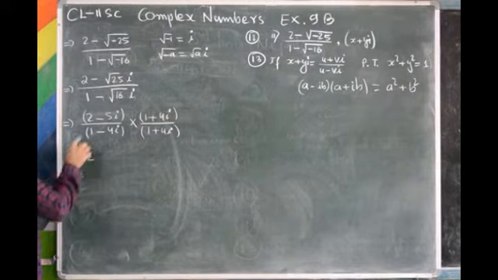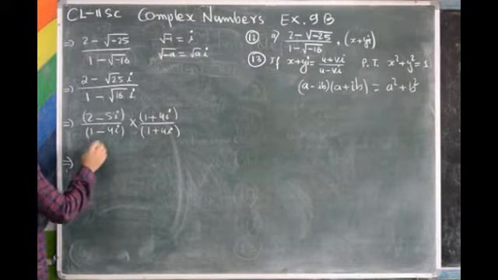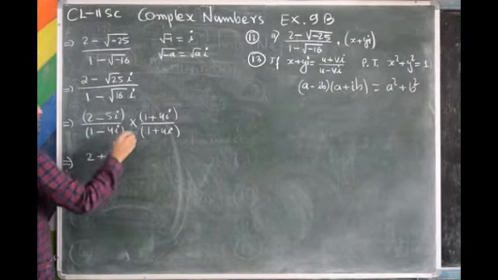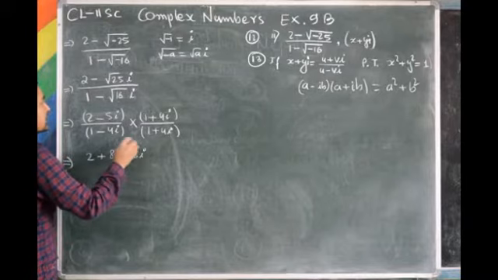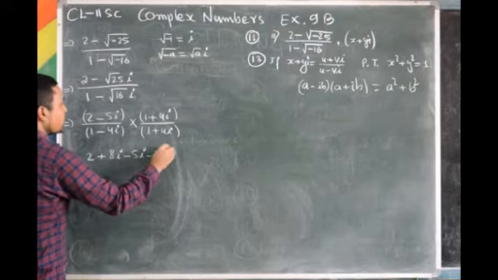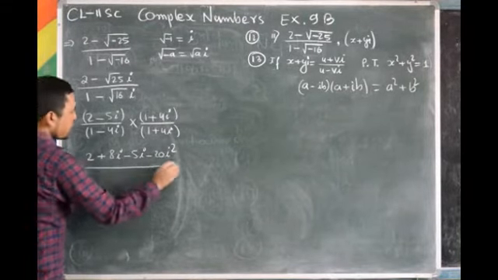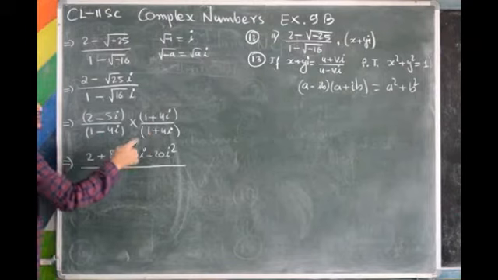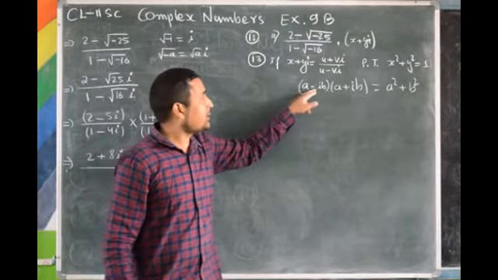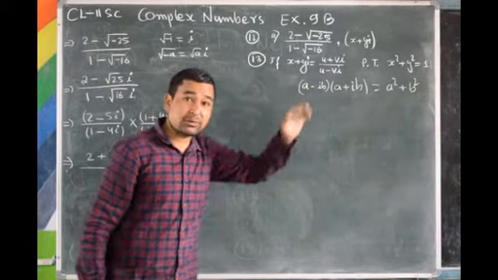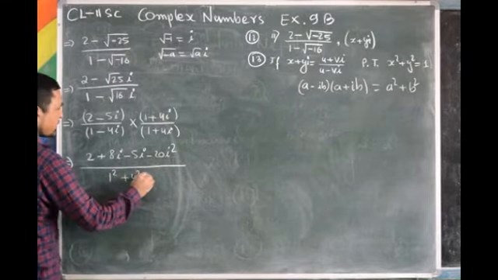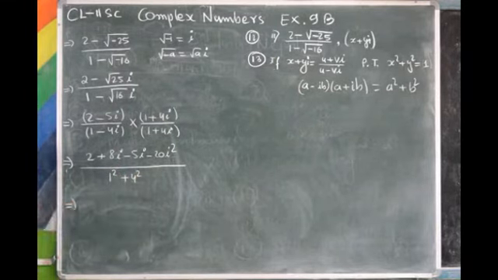2 times 1 is 2, plus 2 times 4i is 8i, and minus plus minus 5i, and minus plus minus 20i squared. Now divided by a minus b, a plus b. According to the complex property, a plus b times a minus b equals a square plus b square. That means 1 square plus 4 square.